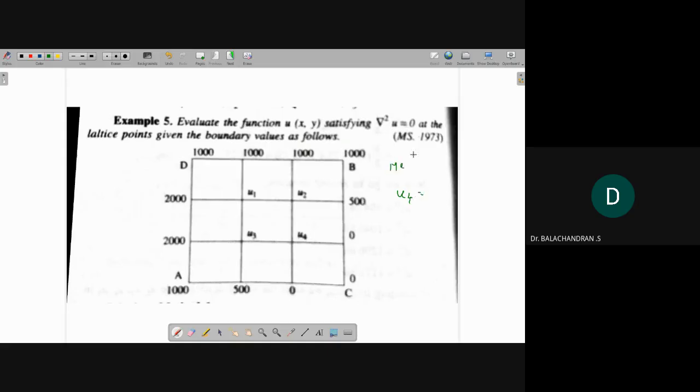This is for method 2. Now u4 lies in this vertical line, so 0 to 1000. So u4 should be between 0 and 1000. And also u4 lies on the horizontal line, so 0 to 2000. So again u4 should be between 0 and 2000.